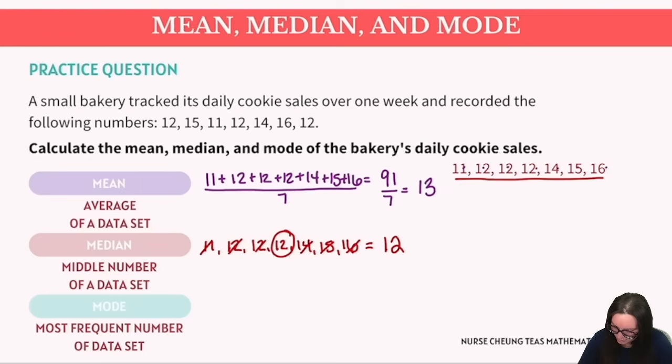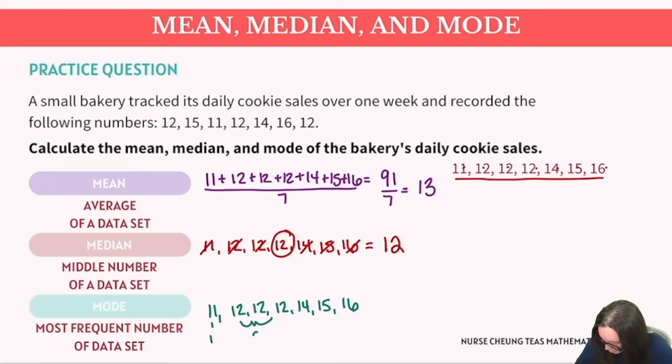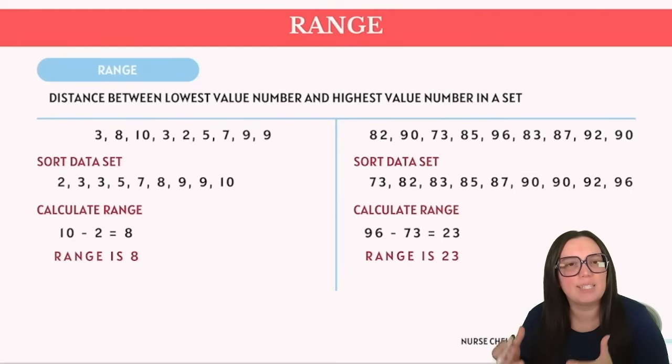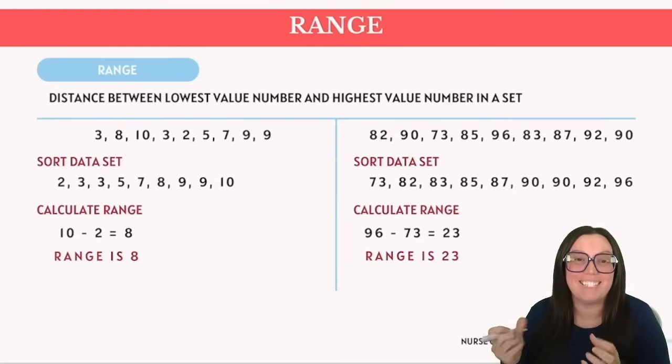And then lastly, let's talk about our mode. So again, we're going to write out all of our numbers here to figure out what our mode is. Remember, mode is the most frequent number. We have one 11, we have three 12s, one 14, one 15, and one 16. So our mode of this data set is going to be 12 cookies because this is the number that appears most within our problem.